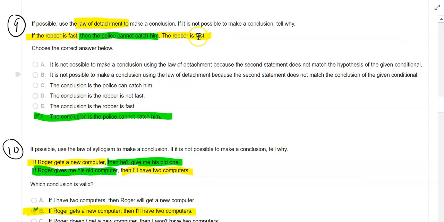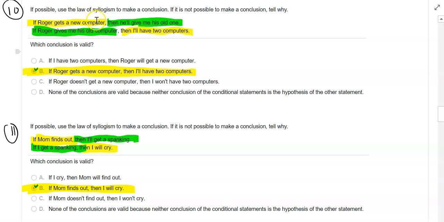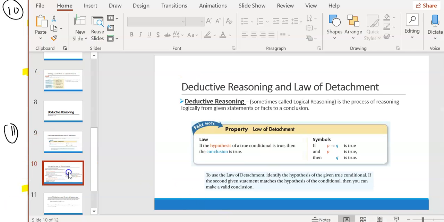If it says the robber is a man, or the robber is a woman, or the robber is wearing a hat, or is wearing shoes, these things don't do anything to conclude this. So we just need these to match up. Once they match up, I can conclude the hypothesis, I'm sorry, the conclusion. And then we're looking at the law of syllogism, and let's take a look at that.